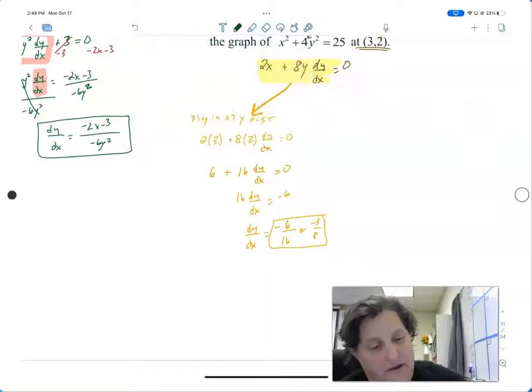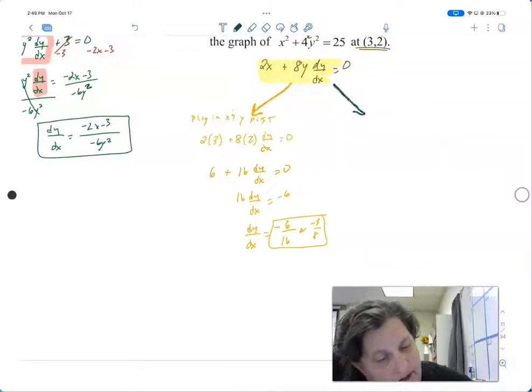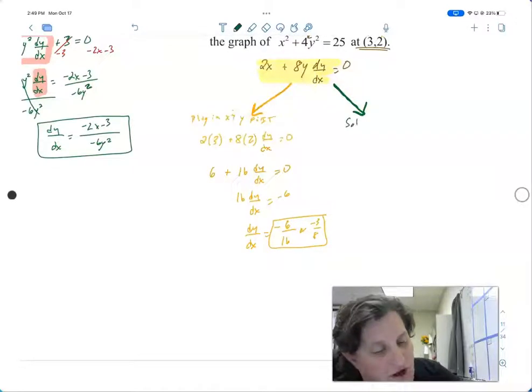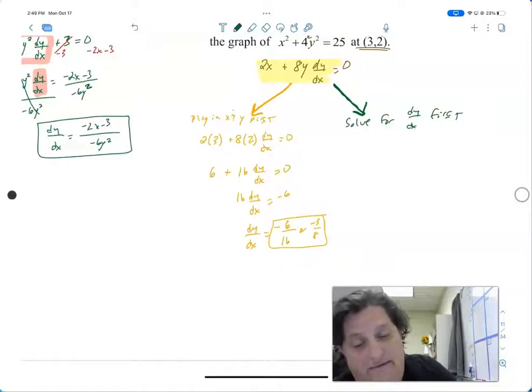All right, so here we go. So here's another way to do it. Okay? Instead of plugging in x and y first, the other way that we can do this is solve for dy dx first and then plug them in, okay? Well, if I was going to solve this top equation for dy dx, first thing I would do is I'd subtract the 2x to the other side.